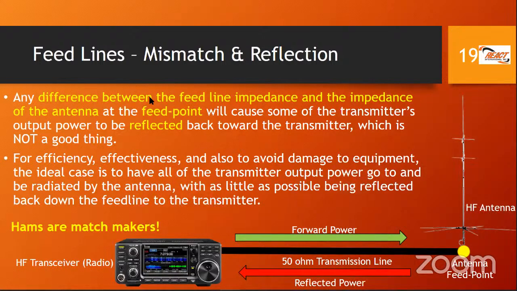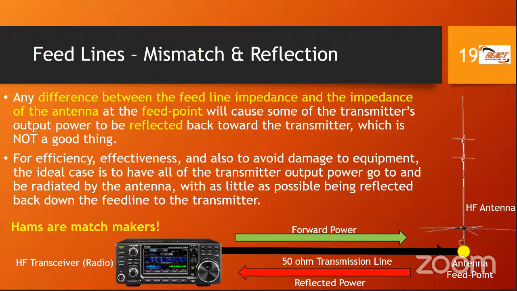So any difference between the feed line impedance that we are using between our transceiver or radio and our antenna, and the impedance of the antenna at the feed point, will cause some of the transmitter output power to be reflected back towards the transmitter. And that's not a good thing. So let's dissect that a little bit. This is our transmitter that's going to be transmitting output power, 100 watts, whatever it is, forward to the antenna. And this is the antenna feed point.